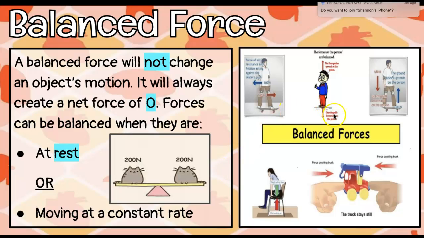Look at all of these examples over here. This guy's skateboarding. It says he's pushing off with 100 newtons this way, and then it's going 100 newtons this way. 100 minus 100 is 0. He's going to stay at a constant speed unless another force acts on him.